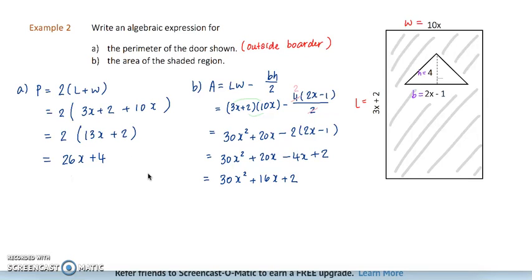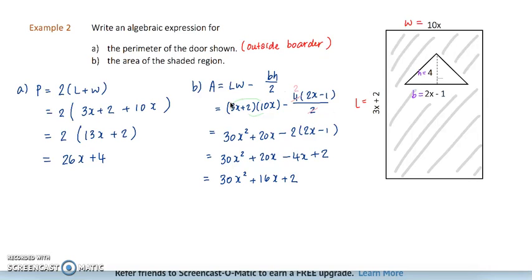To calculate the area of the shaded region, the gray lines here, you can shade this in your notes. We will first need to know the area of the entire door, and then we need to cut out the triangle. So the area of the door is length times width, and then minus the cutout, which is base times height, divided by 2. So substituting 3x plus 2 for length and 10x for width, and minus 4 for the height of the triangle, and 2x minus 1 for the base of the triangle, divided by 2.